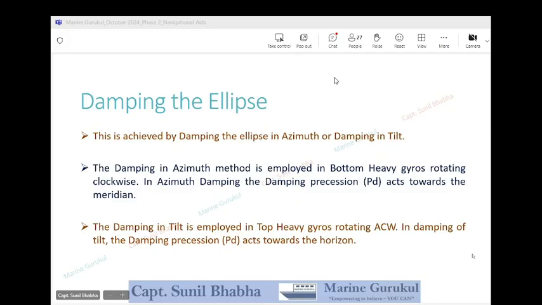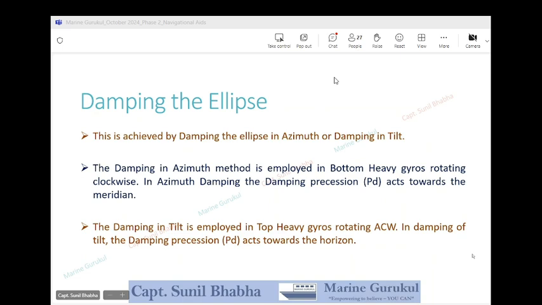upwards towards the horizon. So basically, damping in tilt method uses a damping precession which opposes the tilt in all the cases. If you have an upward tilt, it acts downwards, opposite to the tilt. And if you have a downward tilt, it acts upward, opposite to the tilt.